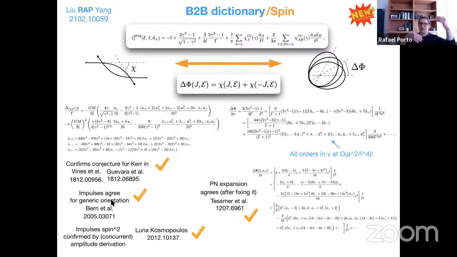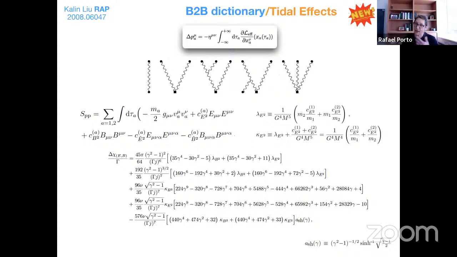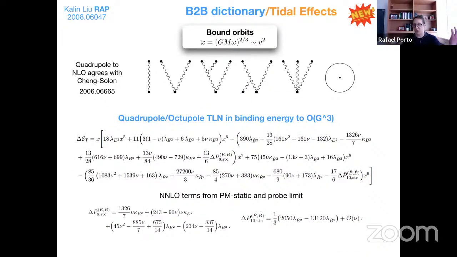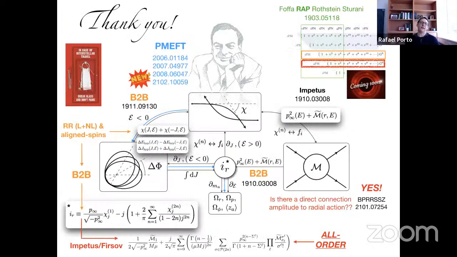We did the full answer for the impulses for generic orientations. We also checked and confirmed a concurrent calculation by Andres and Dimitrios on the spin-squared term. So everything seems to be convergent, and we seem to be having a lot of nice data that we can match to the bound case. We also did tidal effects, from which we got some new information that also Luke discussed, and then there are beautiful connections between scattering data and binary systems, and I think this is just the beginning.